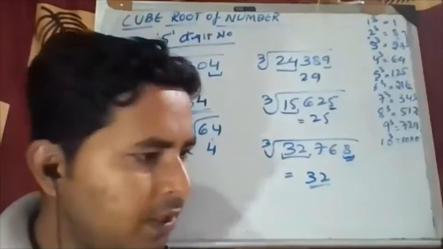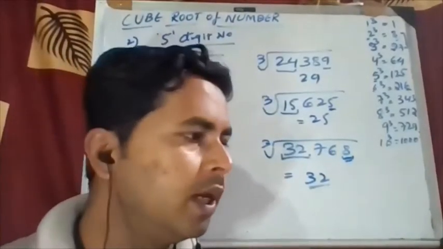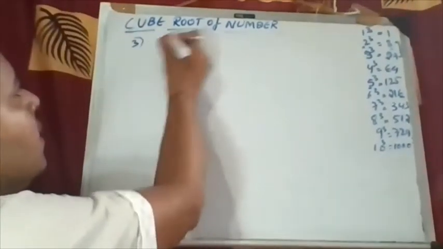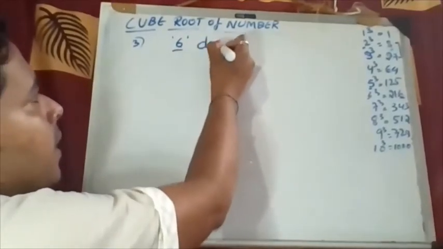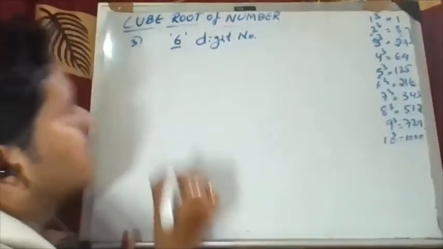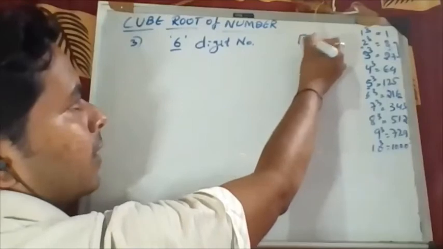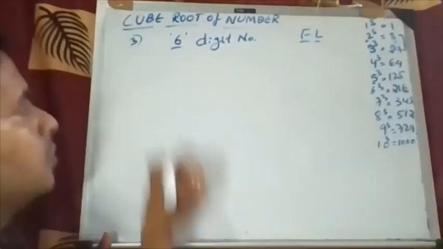I hope you understood how to do the 5-digit number cube root. Now we'll go to the 6-digit. Now we'll find the third way, that is the cube root of a 6-digit number. So here I'll directly go with the example. As I said, the cube root of a 6-digit number also has 2 digits, first digit and last digit. Okay, so take an example.